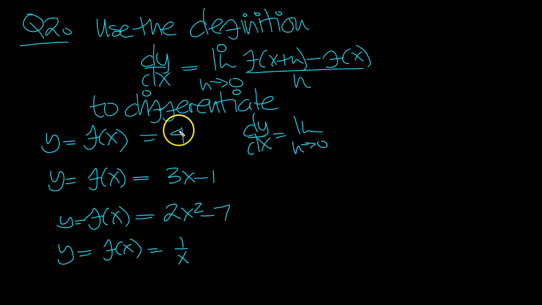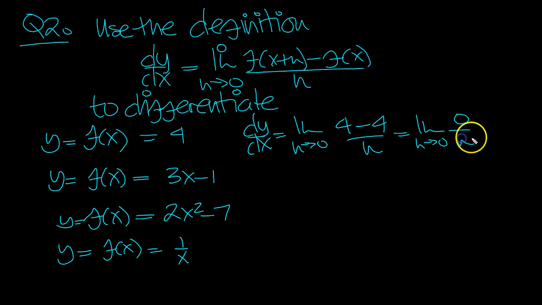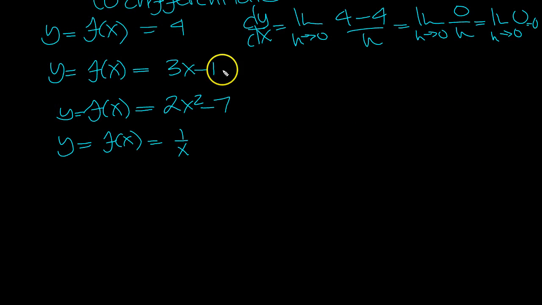Now f(x) is always going to be 4, so it doesn't matter what value you put in, it's a constant value of 4. So it's the limit of (4 minus 4) over h, which is the limit as h tends to 0 of 0 over h. You don't have to take the value at 0, but just as h tends to 0, 0 over something is 0, and that's equal to 0. So there's the first one.